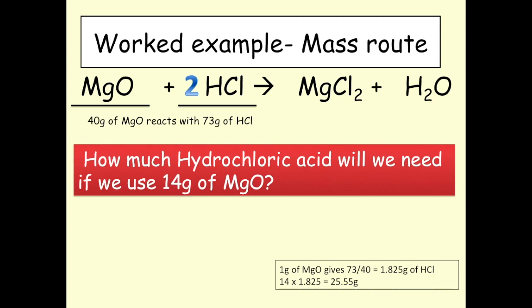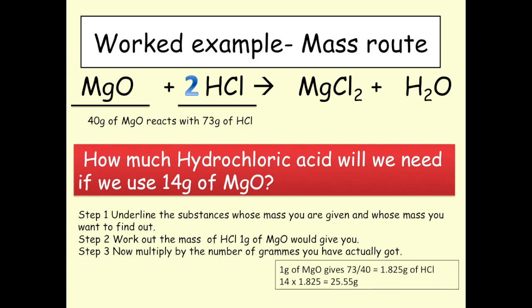Okay. And when we do that, we get the answer, which is 25.55 grams. So in summary, the steps would be to underline the substances whose mass you're given and whose mass you want to find out, and that allows us to ignore all the other RMMs. We don't need to worry about those. You'd need to work out the MRs, the RMMs, and ask yourself, how are we going to get 1 gram? Well, 1 gram would be divided through by 40. Okay. And next, you need to multiply it by the actual number of grams you've got, which would be 14.